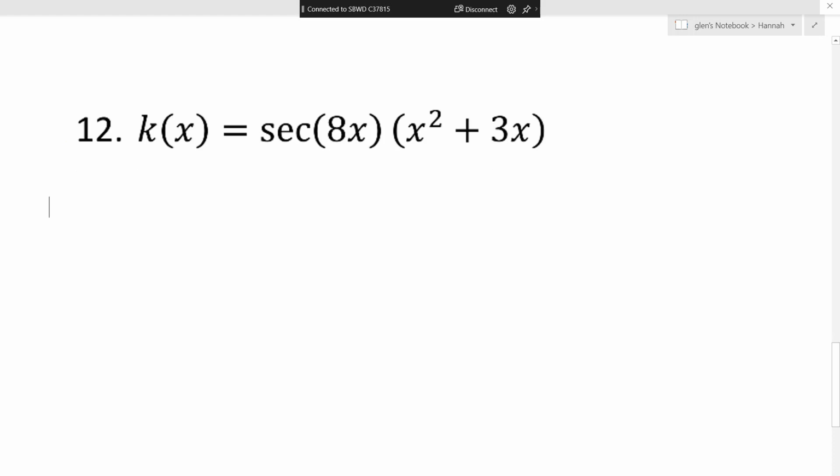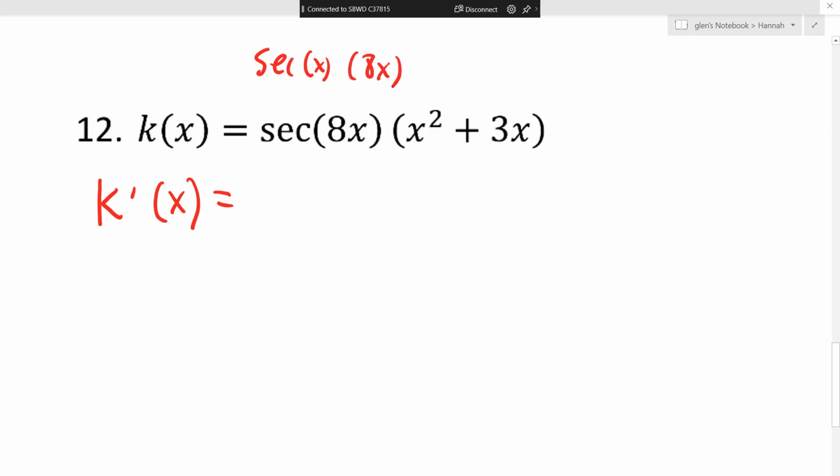Okay. Number 12 is the product rule. Is our big rule there. So we'll derive the first. We'll leave the second. So the first thing is secant of 8x. Let's make sure everybody understands. This is not multiplication there, right? It's not secant times 8x. That's different. That would look like this: secant x times 8x. That's the product rule with secant and 8x, okay?